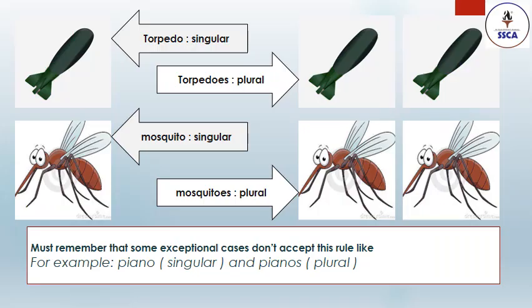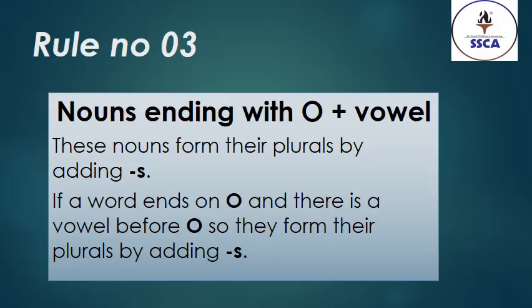Okay, now here we have some examples. Torpedo, singular. Torpedoes, plural. Mosquito, singular, and mosquitoes, plural. Now dear students, focus on one thing. Before o, in torpedo there is d, and in mosquito there is t. So d and t are consonants. That's why we added es to form their plurals. But some exceptional cases don't accept these rules, like piano, pianos.